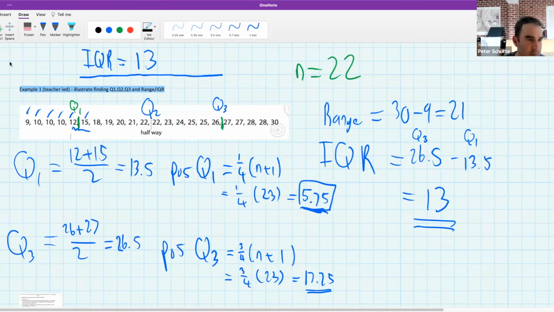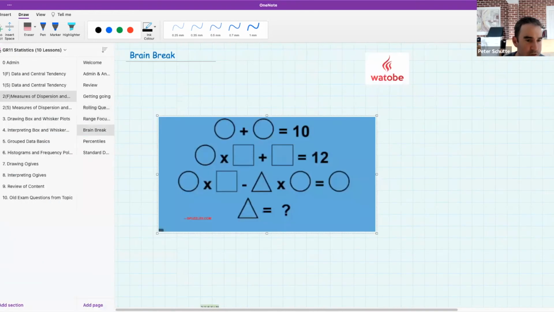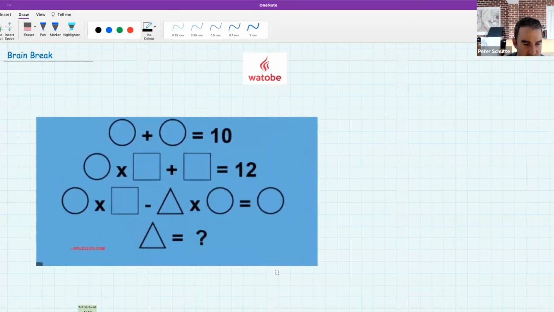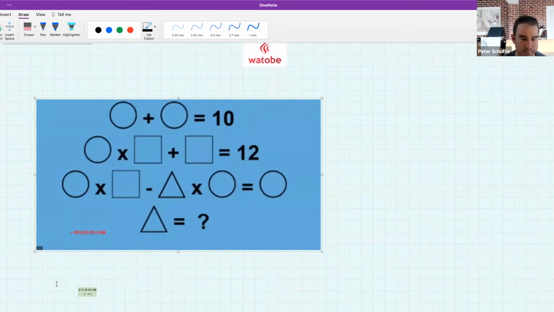Okay, let's do a little brain break. The brain break is as follows. I want you to find how much is that triangle worth? How much is that triangle worth? So you've got this thing at the bottom and your brain is saying, please give me something novel to do. So we're going to give it something novel to do.